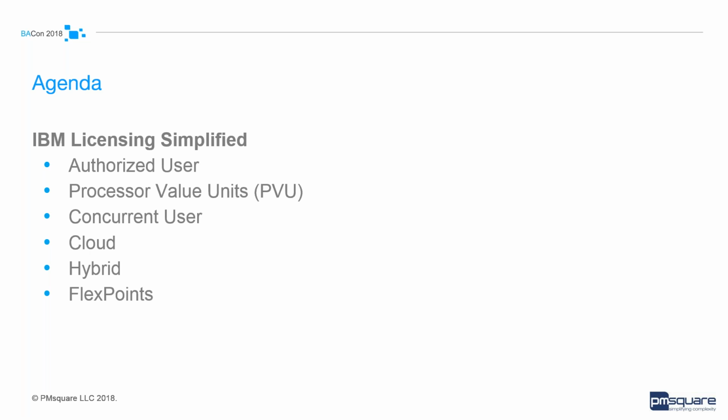We'll talk through all of these: authorized users, PVUs, concurrent users, cloud licensing, hybrid licensing, as well as flex points. I left flex points at the very end because I want to spend more time on it, as it is one of the most recent license types introduced by IBM. We see a lot of our customers going in this direction, either buying everything new in flex points format or transitioning their existing license model to flex points, because it gives you a lot of flexibility in the way you can deploy those solutions.